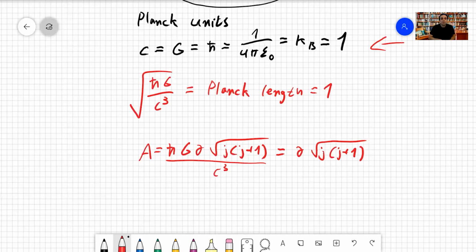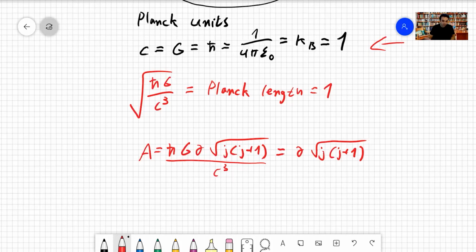I have a question on the chat. When we say those numbers are one, are we saying they're all equal to the dimensionless quantity one, or just that their numerical value is one? What we're saying is that we choose our units such that the value of all of those things is one in those units, and those units are the Planck units.